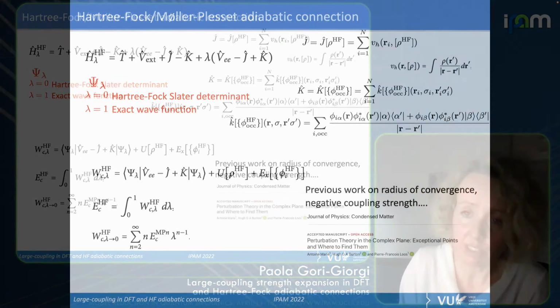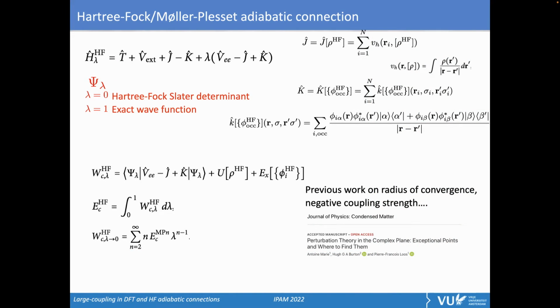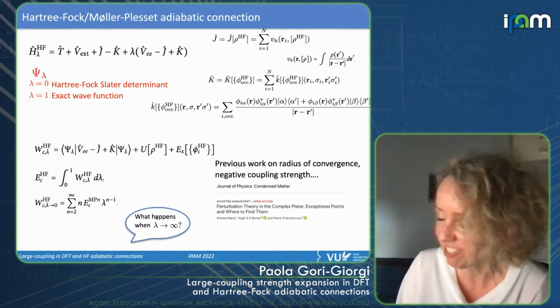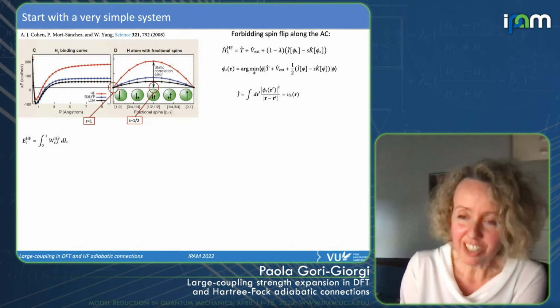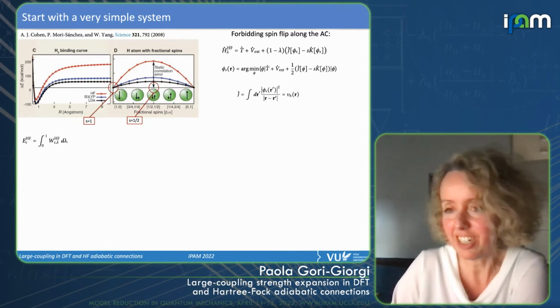This is an adiabatic connection that has been studied a lot in quantum chemistry because it's used to study the radius of convergence of Møller-Plesset perturbation theory. There is a very nice review here by Antoine Marie, Hugh Burton, and Pierre-François Loos on everything that has been done on this adiabatic connection. However, no one was crazy enough to look at the lambda infinity limit, which is what we have done. Okay, so how does it work in this case, the large coupling strength limit?